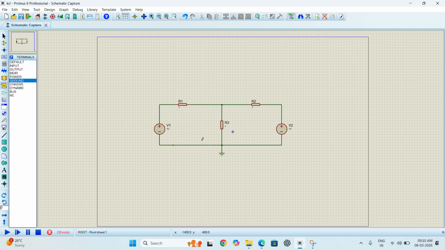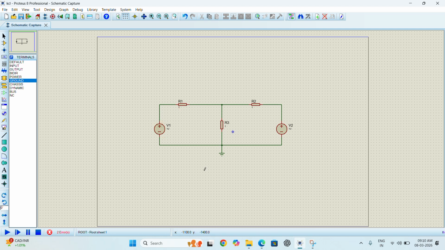Okay, I have considered this whole as a reference. We can consider this also as a reference, but I will consider this as the reference for ease, because if we consider this as a reference, it is going to be tough to apply here. The minus terminal of the battery is connected here, so we have to take minus 1 volt here. But if we consider this as a reference, we can take this as positive, because the positive terminal of the battery is connected this side.